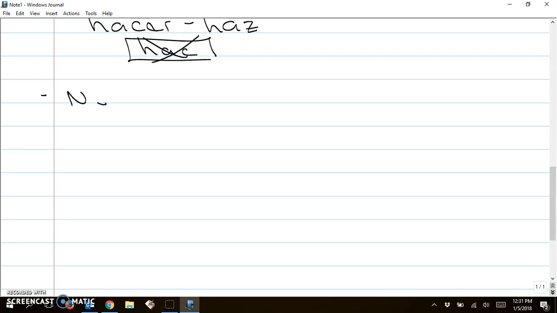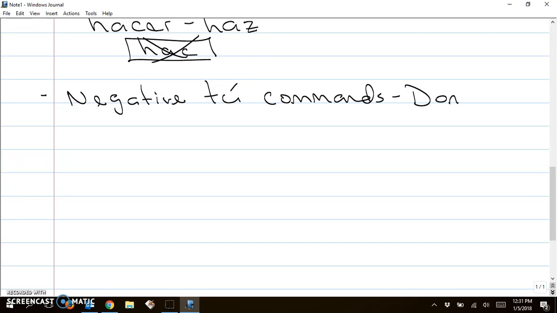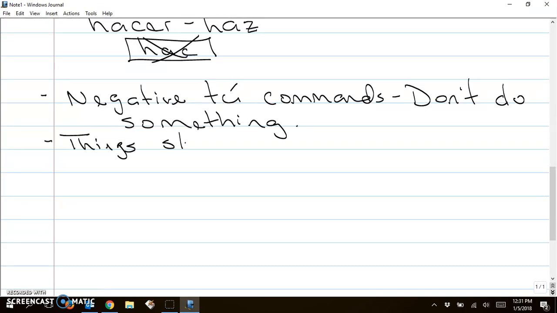Now we're going to get to negative tú commands. Don't do something. This is where things start to get weird. There is a totally different process for negative tú commands.